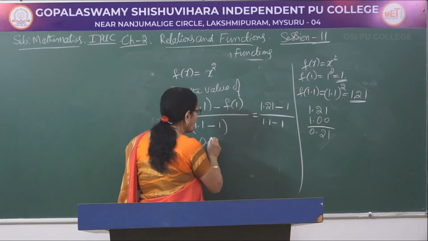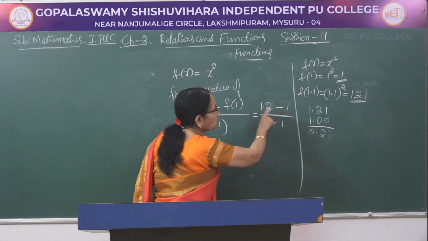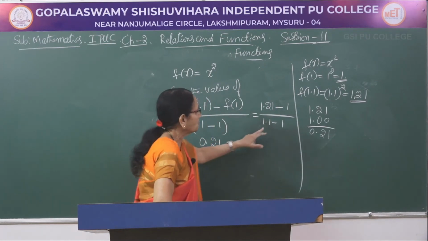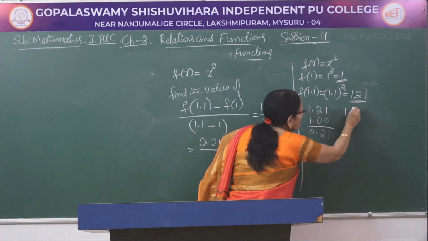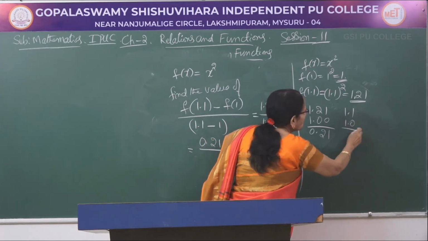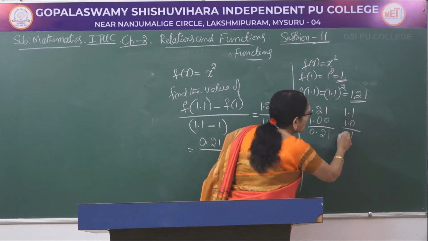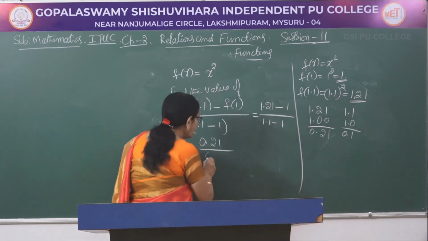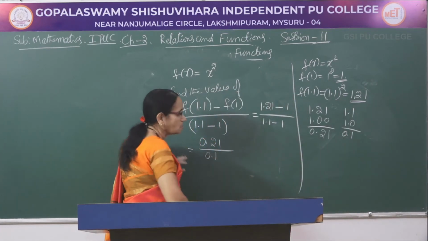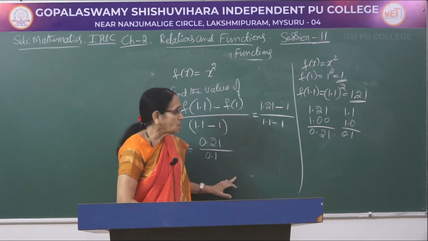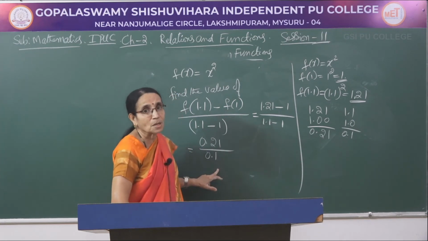If you can do it directly, well and good. Some find it difficult to do horizontal subtraction. Same thing here. It is 1.1 minus 1.0. It is 1 and so we are having 0.1. Now it is division of a decimal number by another decimal number.